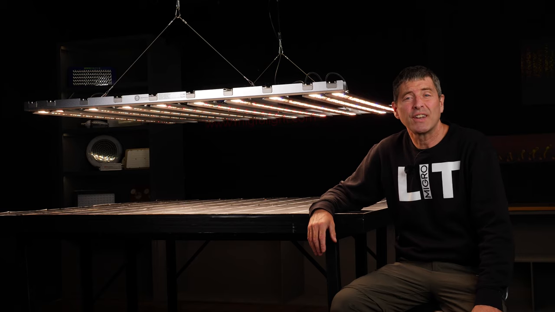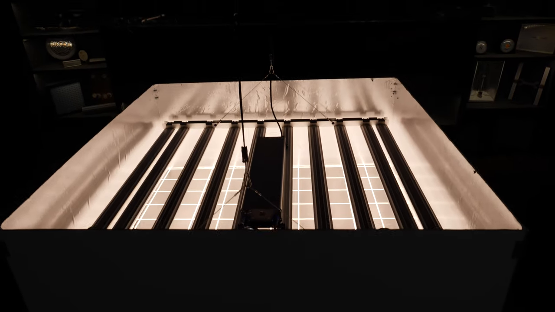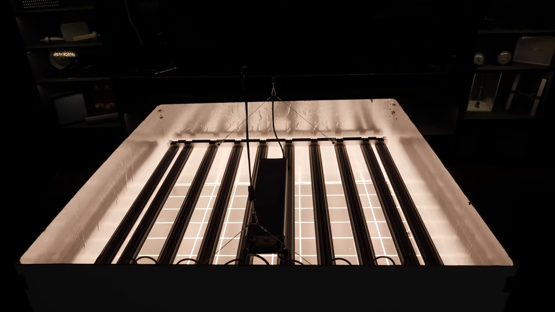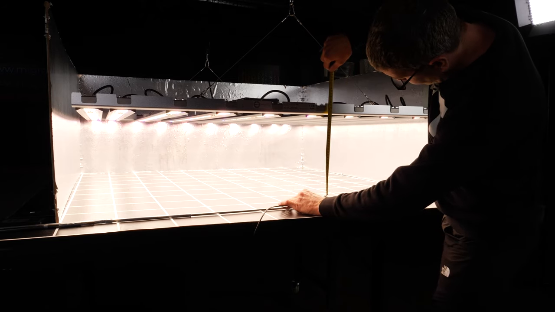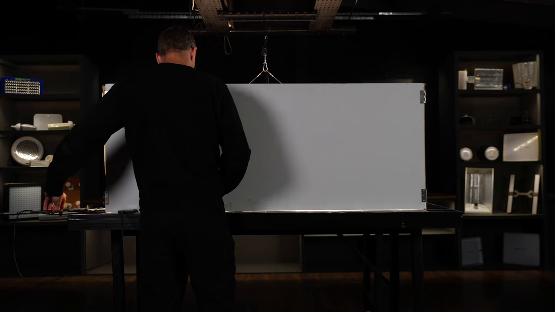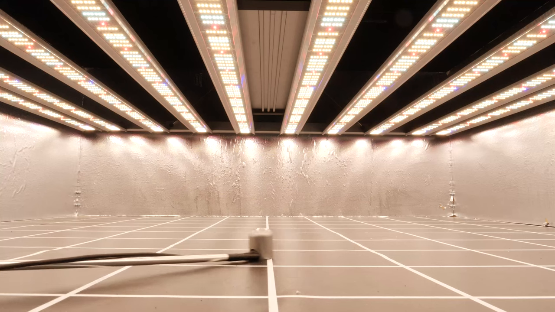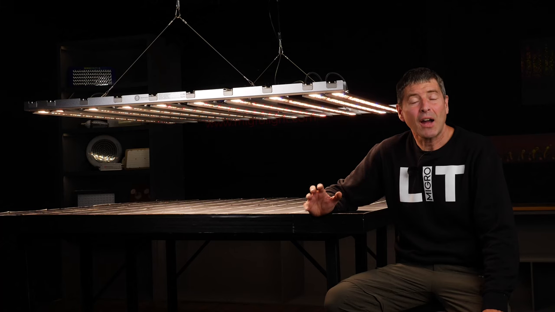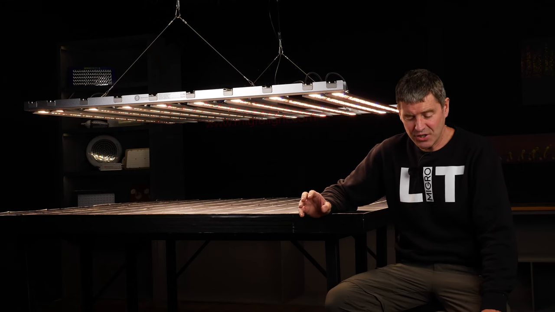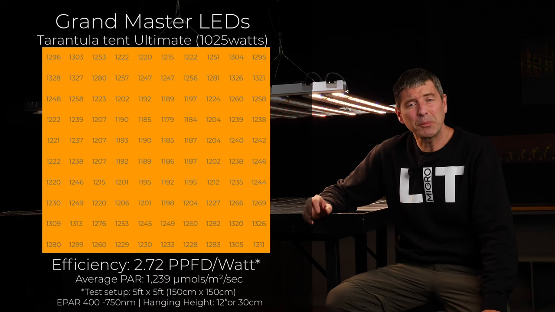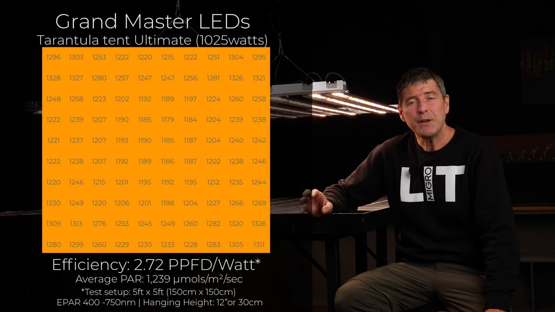So we put the fixture into the test area, the 5x5 space with reflective walls at the recommended hang height of 12 inches, and took a grid of 10 by 10, or 100, power measurements with the Apogee e-power sensor. The average power output was 1239 micromoles per meter square per second, a really high level.